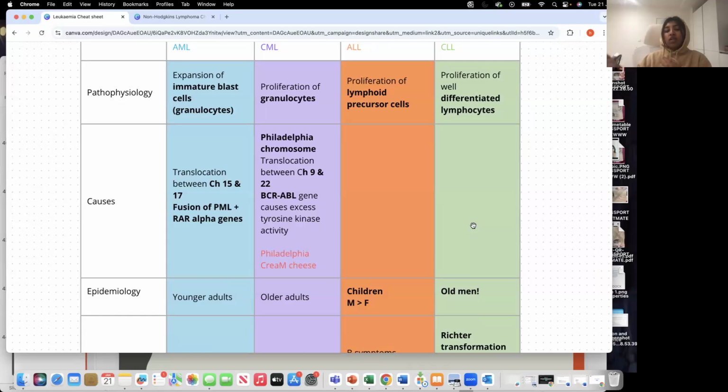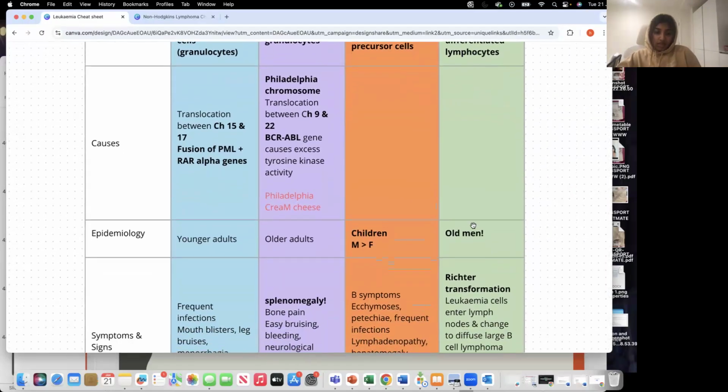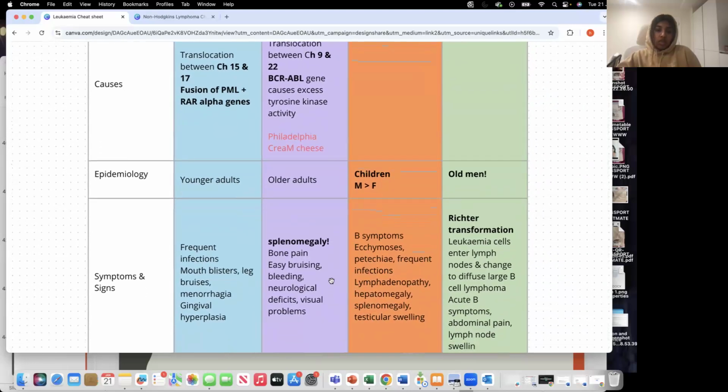And in kids, it's more likely to be boys than girls. And then CLL is the opposite, in which if it's an old man, it's more likely to be CLL. CLL happens quite often in older men. So that's that. Symptoms and signs.